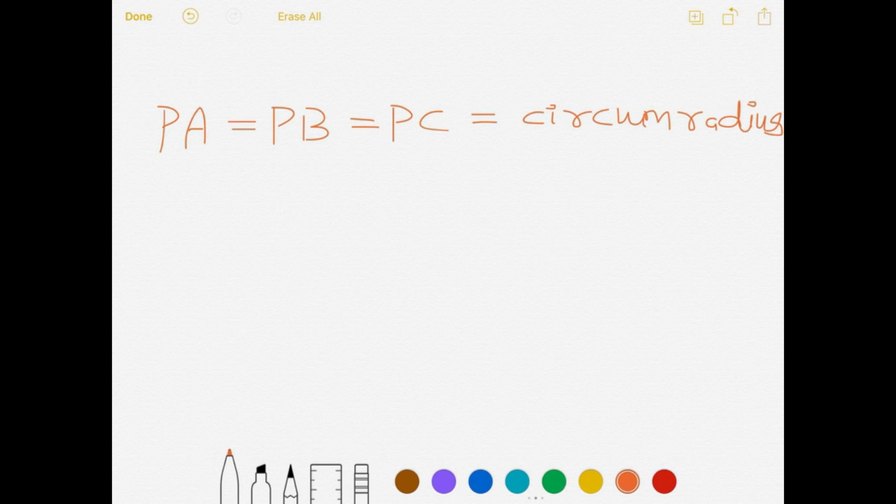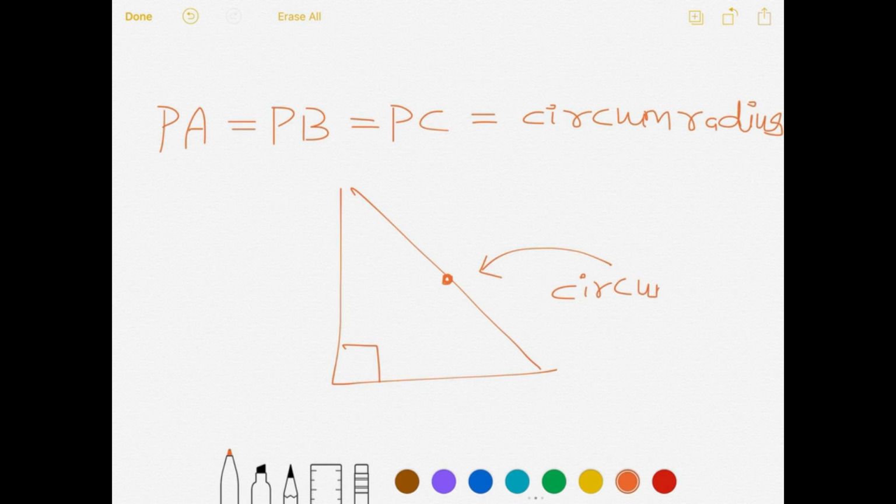One more thing to keep in mind: in a right angled triangle, the midpoint of the hypotenuse, that is this point, the midpoint of the hypotenuse is always the circumcenter. Okay, keep this thing in mind. In a right angled triangle, the midpoint of the hypotenuse is the circumcenter.